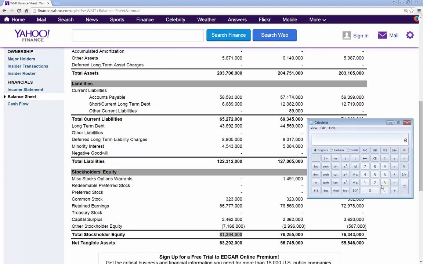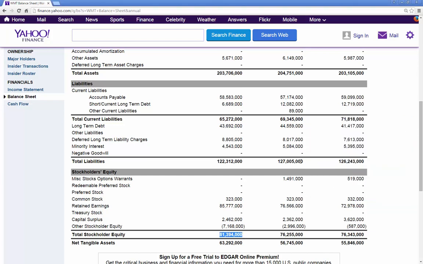So let's just double check this and see if our total liabilities of 122,312 plus our total stockholder equity of 81,394 add up to 203,706, the same as our total assets, and they do. So that is a good sign that we're on the right track.